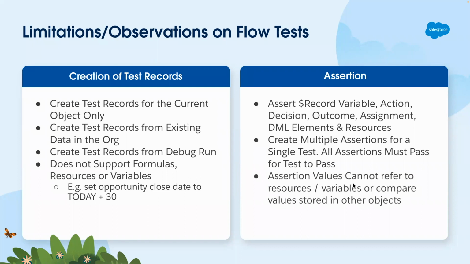Under assertion also, you cannot refer to resources or variables or compare the value in other objects. So in the assertion that I used, I manually set the discount percentage to 10. I cannot refer to any resources or variables in that assertion. And if your flow test fails, you have the option to specify a custom failure message.